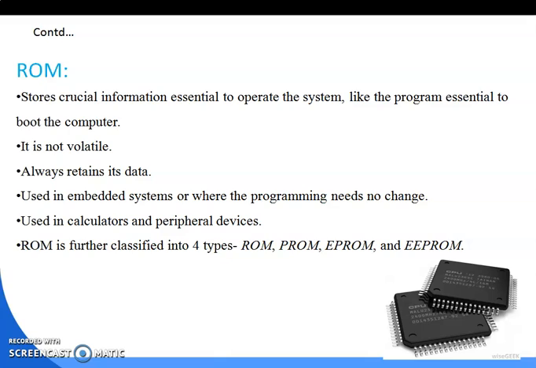Next, move to the ROM chip, or read-only memory. It stores crucial information essential to operate the system, like the program essential to boot the computer. It is not volatile, it always retains its data, and is used in embedded systems or where the programming needs no change. Used in calculators and peripheral devices. ROM is further classified into 4 types: read-only ROM, PROM, EPROM and EEPROM.